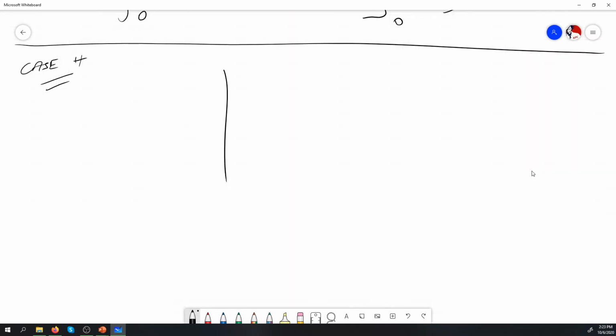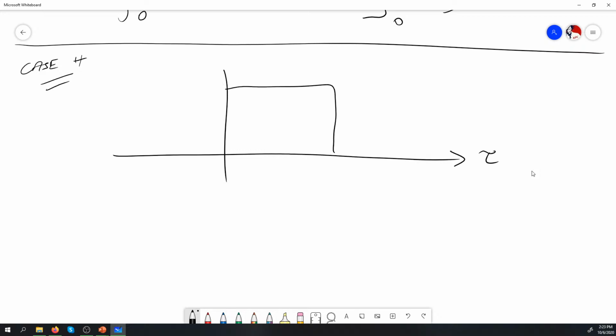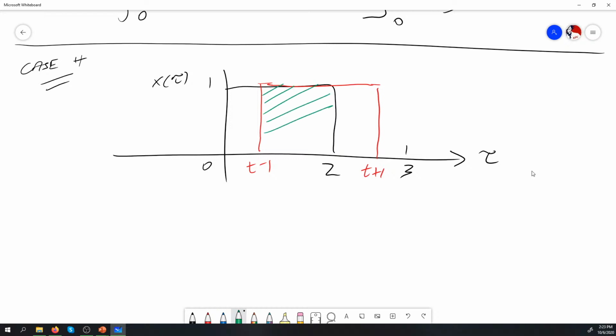So we draw back our axes again. Draw x of tau signal. And now we put our h of t minus tau signal here, representing our new shift accordingly. We watch where the signals overlap, and our overlap area is this part here shaded in green.